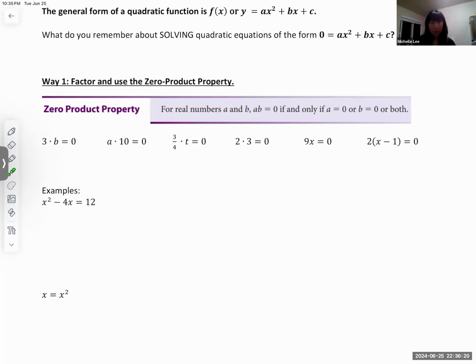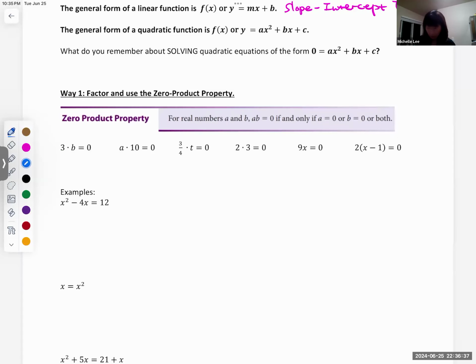So in that case, b equals 0, right? Because we divide by 3 on both sides. So b equals 0, because 0 over 3 is 0. In that case, divide by 10 on both sides. So a equals 0.